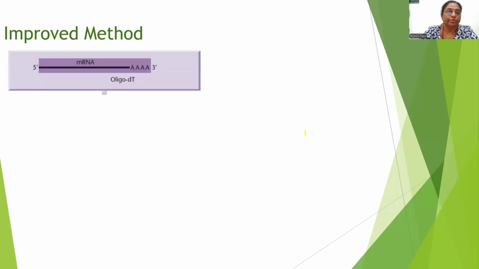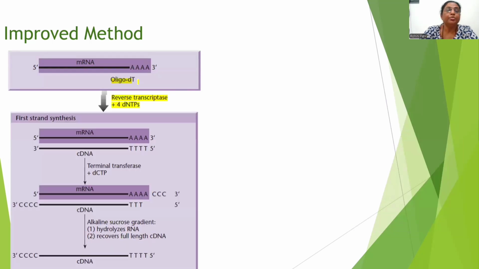In this method, as usual, the oligo-dT primer is used for the synthesis of the first strand of the cDNA. Then the enzyme terminal transferase is used, which adds the poly C tail at the 3' end when dCTP is used. Now the 3' end consists of poly C. That is, at the 3' end there is a known part.